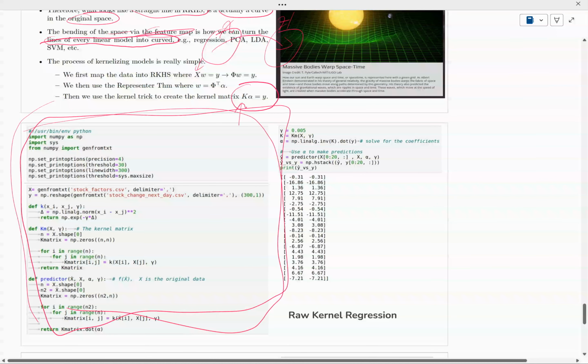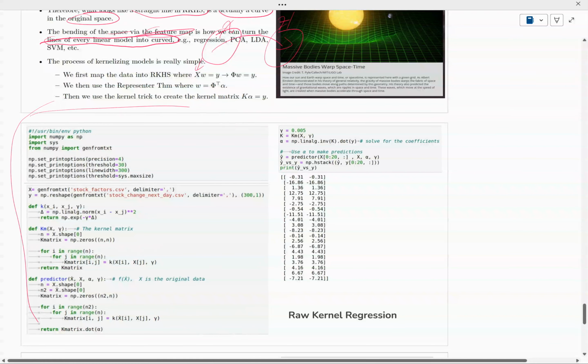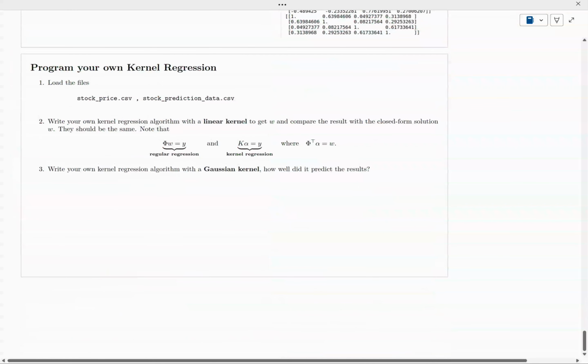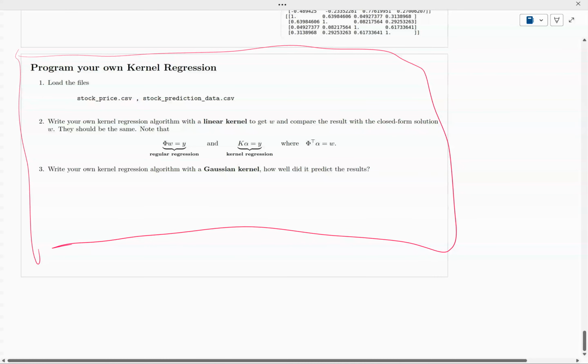Okay. Now I wrote the code for you guys for this. I think this is the stock prediction dataset. I wrote the code for you. This is kernel regression, but I really don't want you to look at it. I want you to try yourself first. So give this a try. See if you are able to make the predictions yourself, without looking at my code. I provide the code for you to study it, but you will be robbing yourself of the opportunity to think this through. And thinking through is the key to learning.